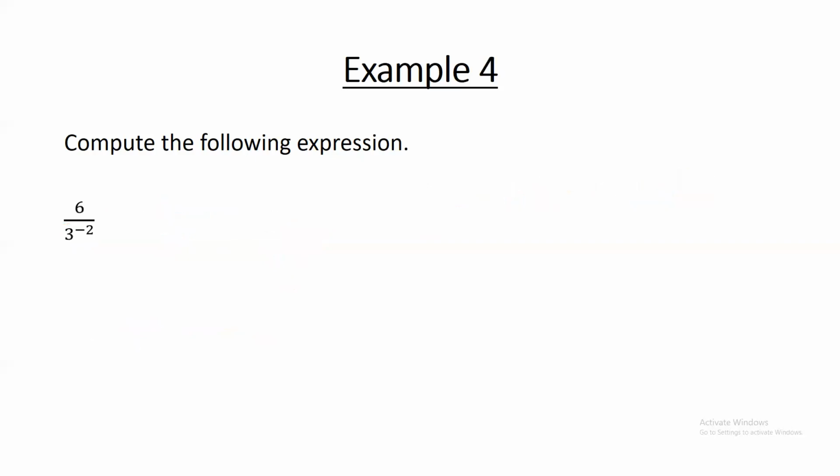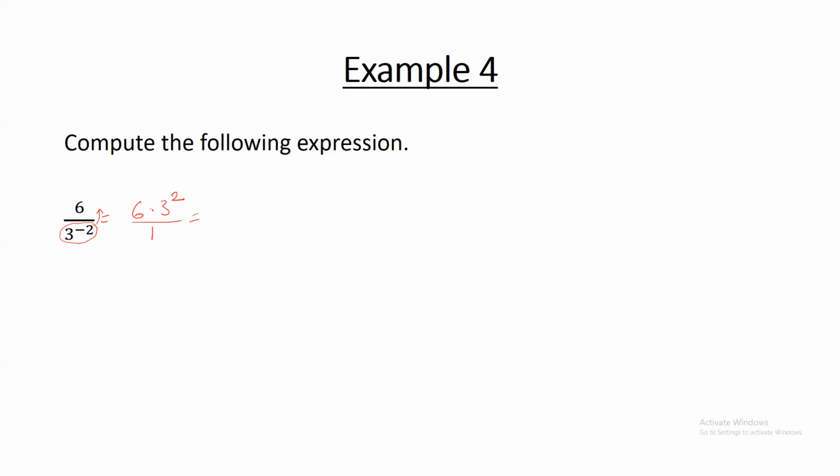Let's take a look at example 4. 6 is not raised to a negative power, so 6 stays in the numerator. 3 to the power of negative 2, however, is raised to a negative power, so we're going to move it into the numerator, and the exponent becomes positive. We could say over 1 if you want to leave something in the denominator, but that's not very necessary.